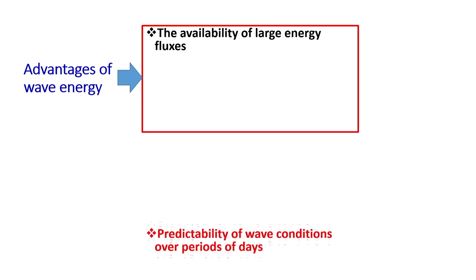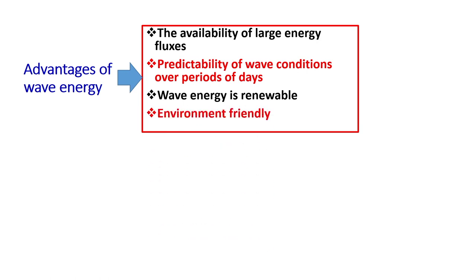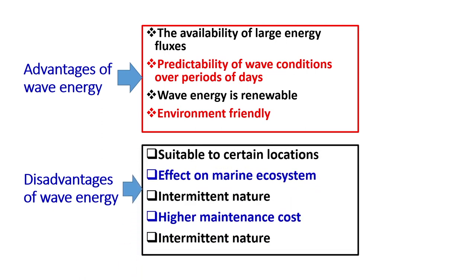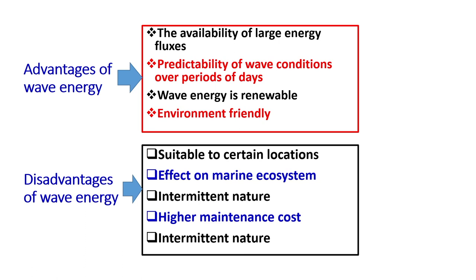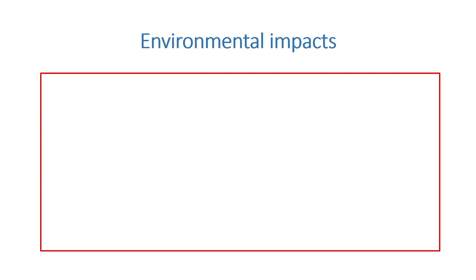There are some advantages and disadvantages with this technology. Some of the advantages of wave energy are the availability of large energy fluxes, predictability of wave conditions over a period of days, and wave energy is renewable and environmentally friendly. What are the disadvantages? It is suitable only for certain locations. We cannot prescribe this technology for all locations, even though we have seas around. Effect on marine ecosystem, because if we are installing devices under the ocean, then of course the marine ecosystem will be affected. Then intermittent nature, so we cannot get continuous energy. Then higher maintenance cost.